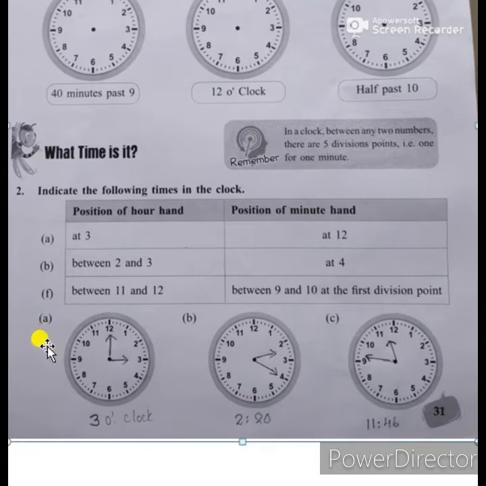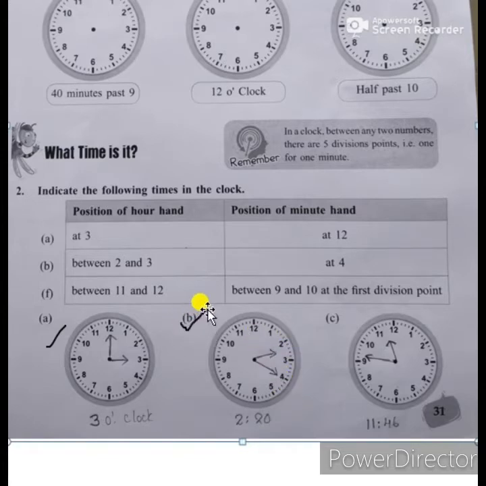Next one is hour hand is between 2 and 3 and minute hand is at 4. That means the time here is 2:20. 4 5s are 20. So what is the time there? We have to find the minute hand. That means the time is 2:20. That also I have written there.